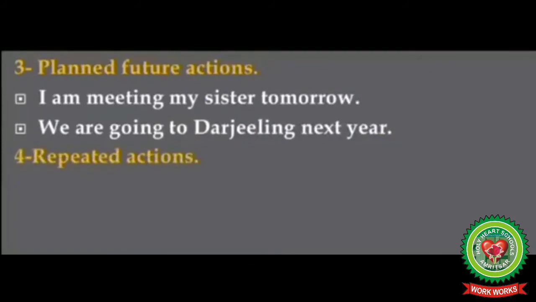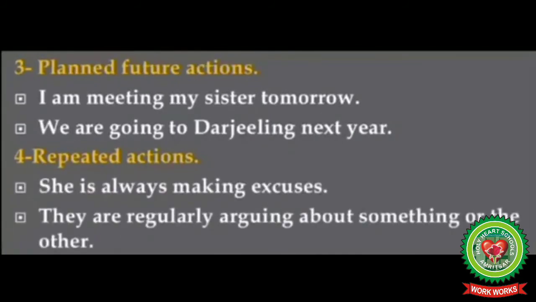So next on the list is repeated action. Some people are habitual of doing things. So as far as their actions are concerned, we generally use present continuous tense to denote those actions. For example, she is always making excuses. They are regularly arguing about something or the other.